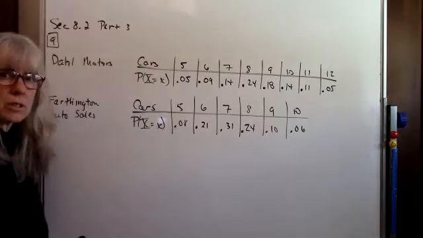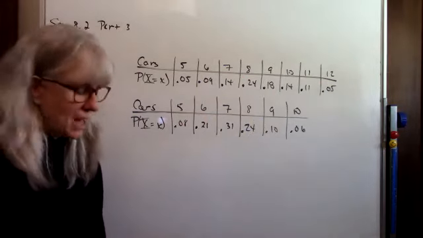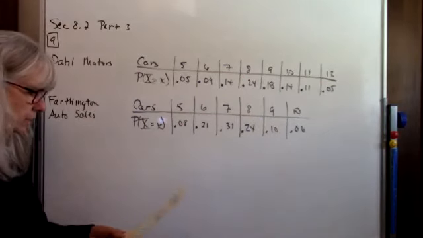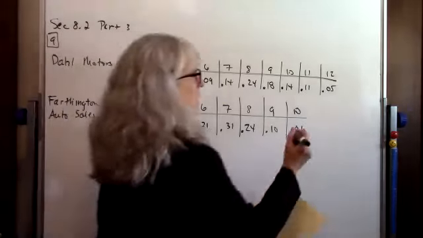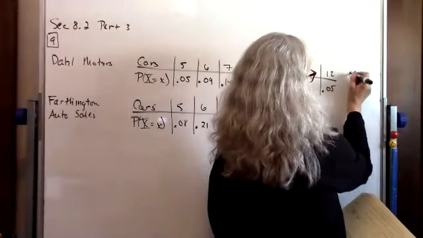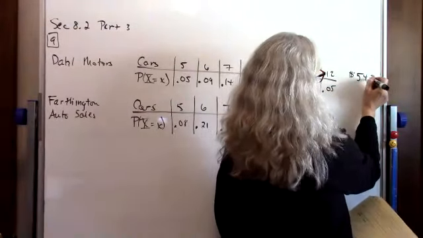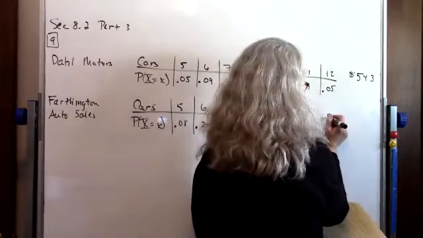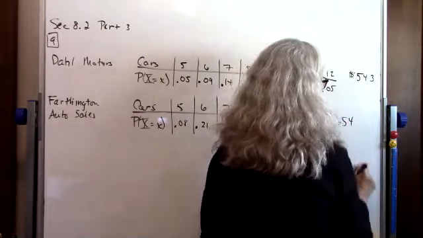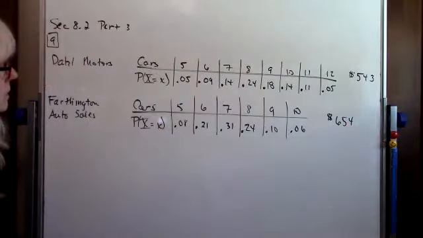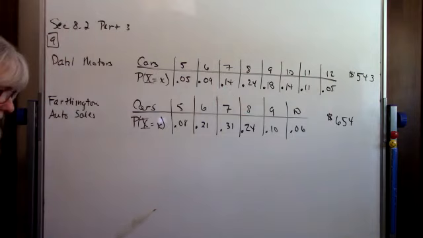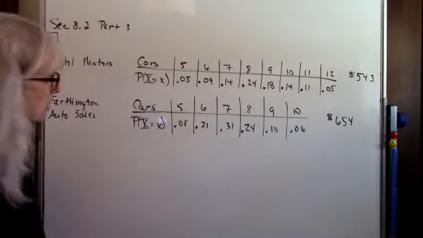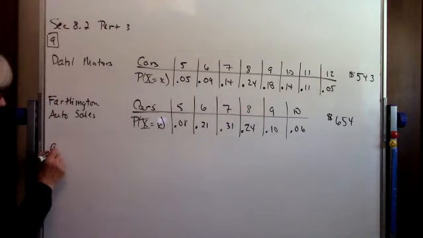So what we need to do is help Roger decide which auto sales he wants to buy. The average profit per car at the Dahl Motor Company is $543. So that's how much they make as a profit off of each of their cars, whereas the Farthington Auto Sales has a profit of $654 per car. Part A is asking, find the average number of cars sold each week at each dealership. So they're asking me for the expected value.